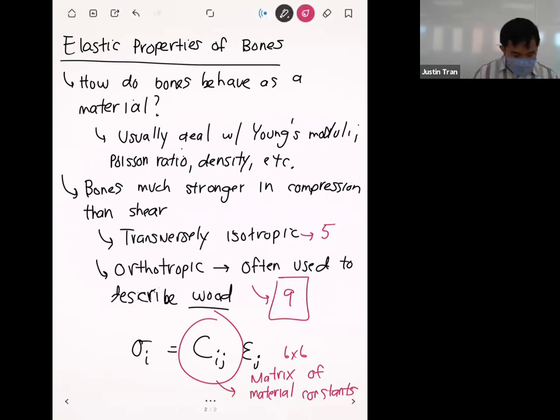Okay. And so on the next page, I'll show you the structure of the C_ij matrix for an orthotropic material. And then I'll give you some typical values for bones based on some experimental measurements. All right. Any questions on this so far? This is kind of just a little bit of review from last week. Okay. All right, so let's look at what the material constant matrix looks like for an orthotropic material. Remember, keeping in mind that this is what's often used to describe the material properties of wood.